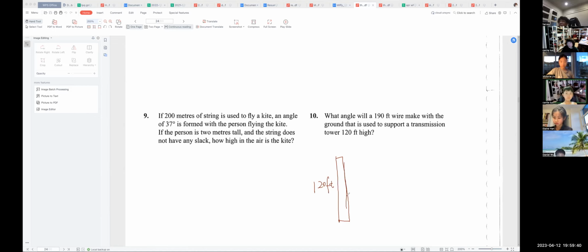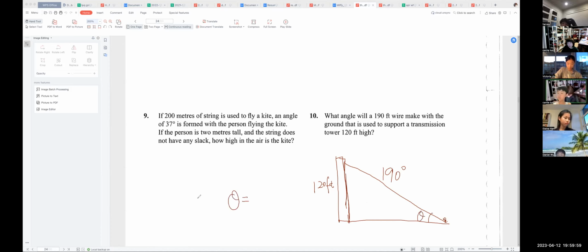Okay, everybody, have you ever seen that? When you see something very tall, you need a line to support it, kind of pulling it. Correct? So this is 120, this is 190. So what is the angle? We just say theta. So theta equals what?